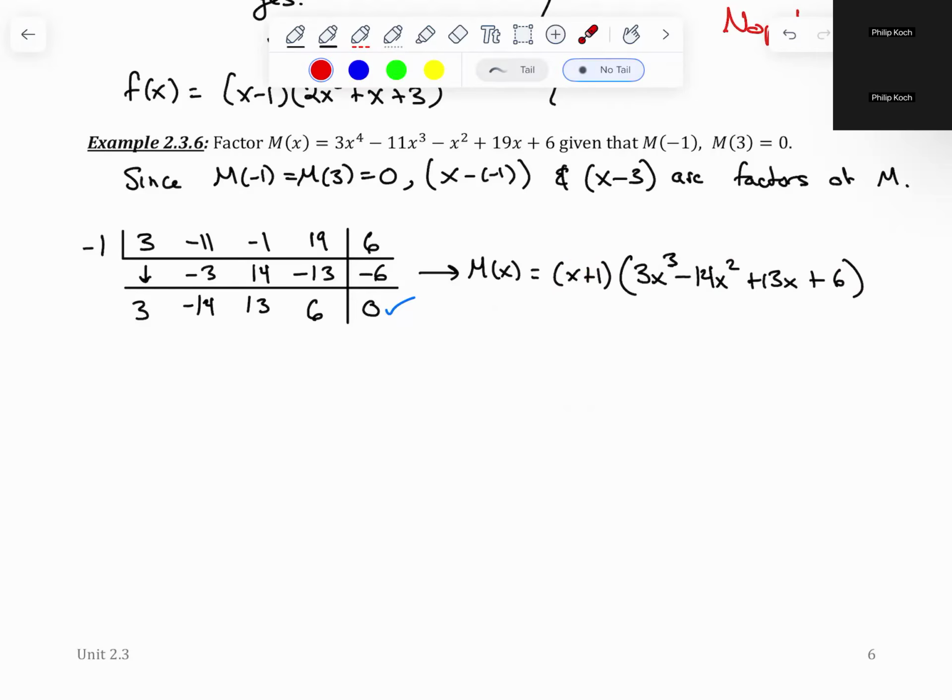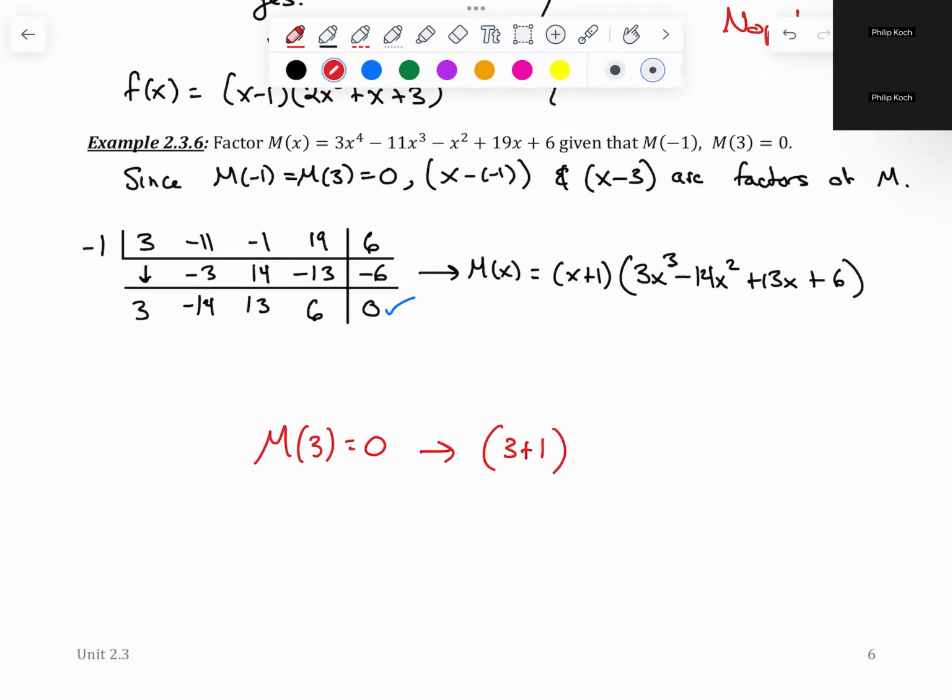I'm going to show you real quick. Don't write this down. We know that m of 3 equals 0. So you've got 3 plus 1, and whatever this is, it has to equal 0. Whatever this is when we plug in 3, that has to be 0. Otherwise, we get a number times another non-zero number that would never equal 0, because 0 can only happen if one of the factors is 0.